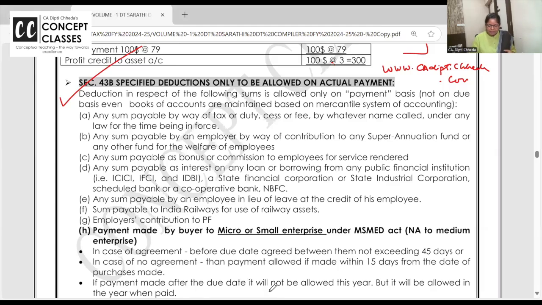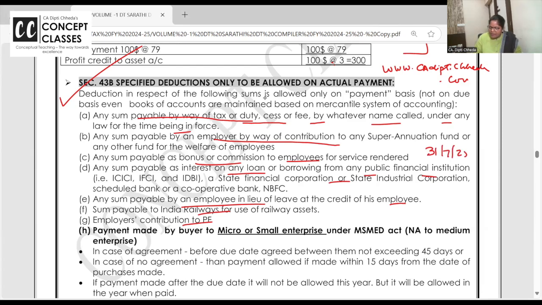Any sum payable by way of tax or duty or cess by whatever name called. So government payments, GST and all, if outstanding, must be paid. Contribution by employer to superannuation fund, PF, bonus, commission, interest paid to any banks, employee related payments, PF and all, are covered. If you don't pay now, pay before the due date of filing the return, say 31st July, and if there is an audit, then if you pay by September, it is allowed.